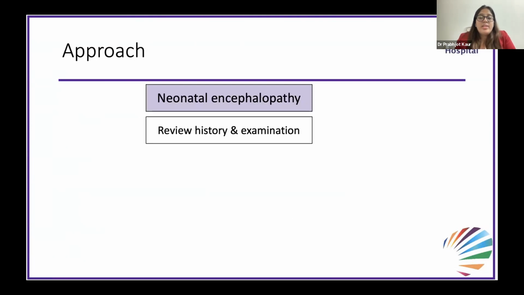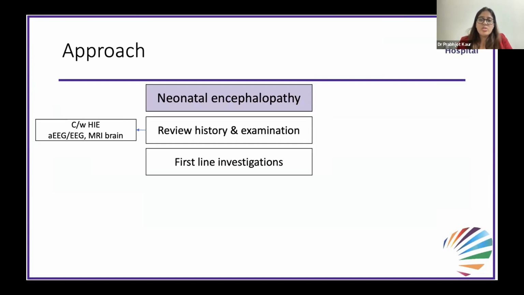Whenever we have a child with neonatal encephalopathy, we review history and examination. If we get a very clear-cut history which is consistent with HIE, we manage it accordingly. We may consider investigations like EEG, amplitude integrated EEG, neuroimaging, and management according to the neonatology protocols.